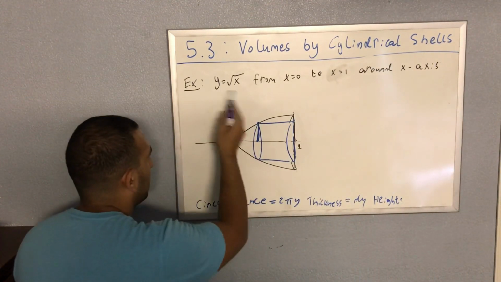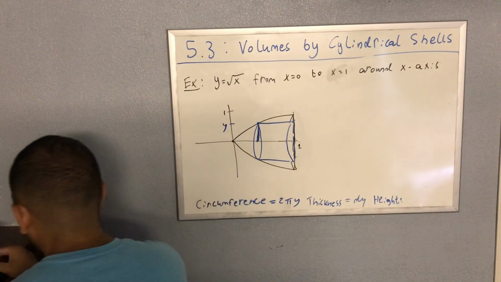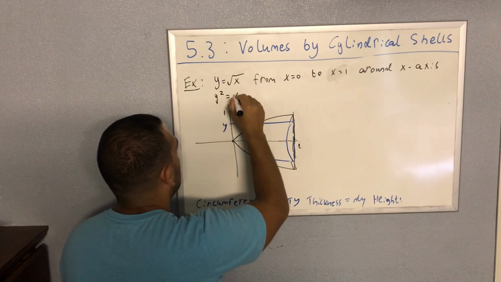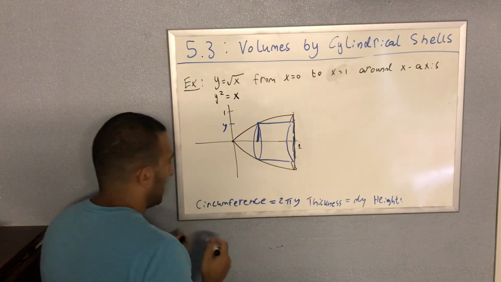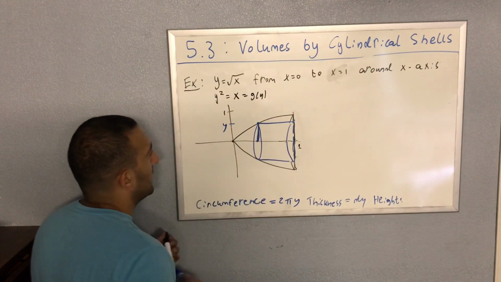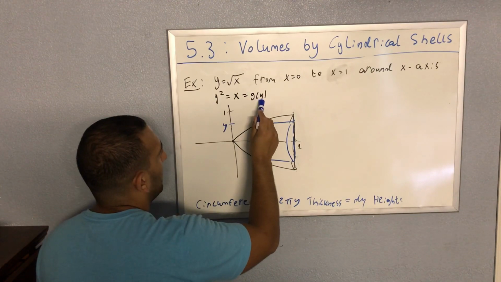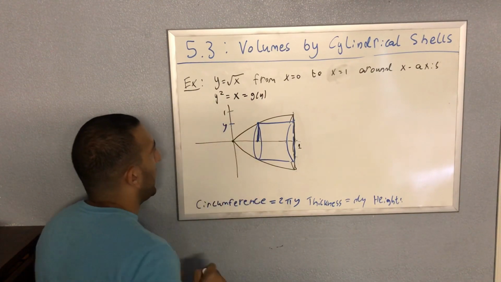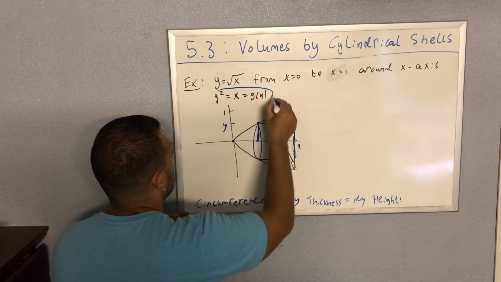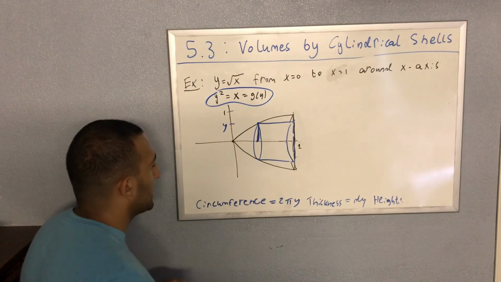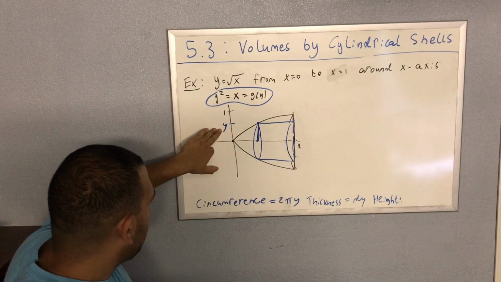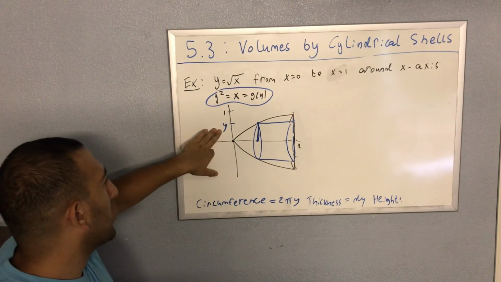If we think about this function here, y equals root x, and you square both sides, you get that y squared equals x. So you can think of this as a function of y now. I give you a y coordinate, and that tells you what x should be. So we want to think about it in this sense, and we'll see why in a second, why this is nice.